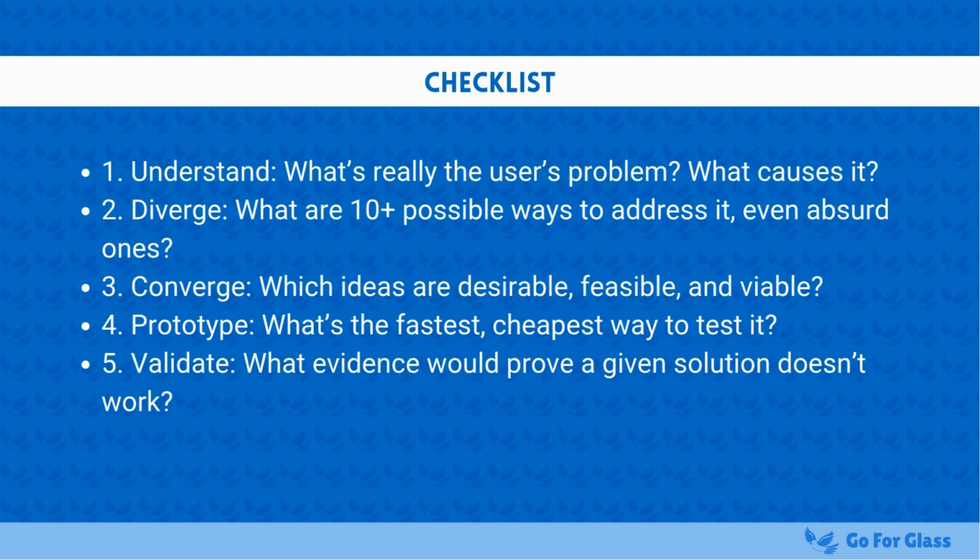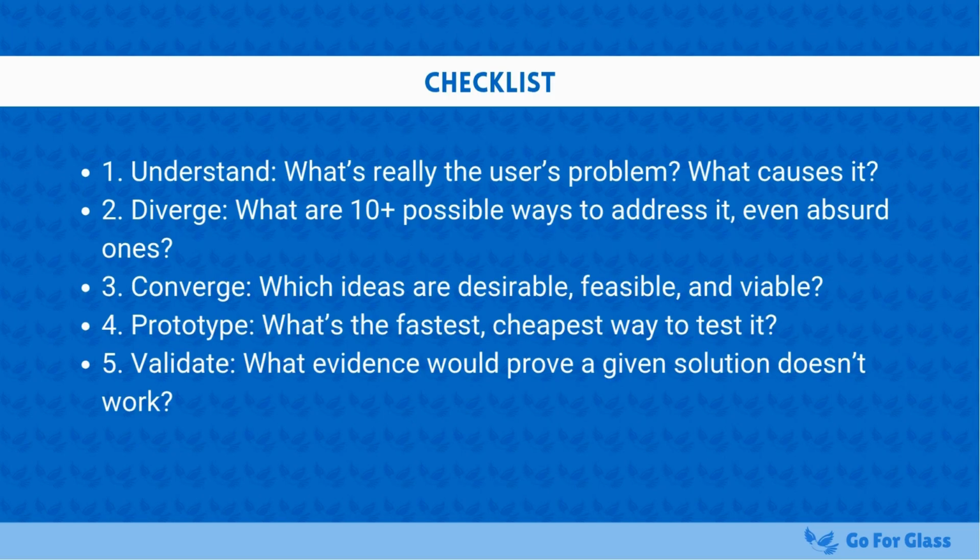To do this more systematically, you can also organize this into a checklist with 5 steps. First, understand what's really the user's problem? What causes it? Then diverge. What are more than 10 possible ways to address it, even if it's an absurd one? Next, you're going to converge. Which ideas of these 10 plus ones that you listed are most desirable, feasible, and viable?